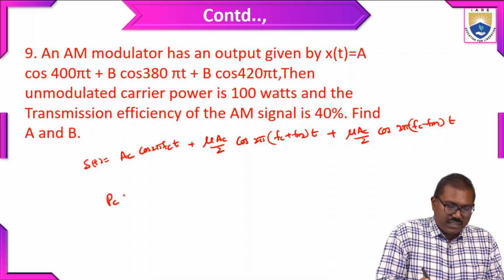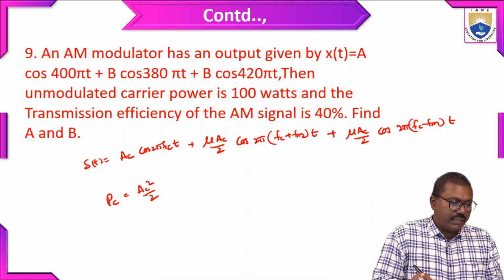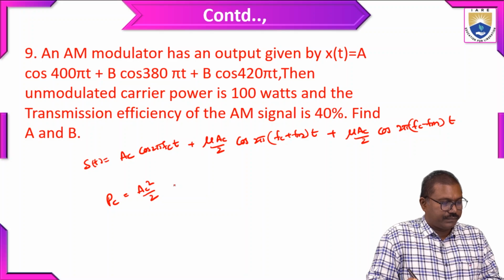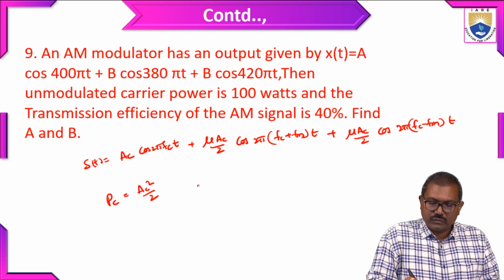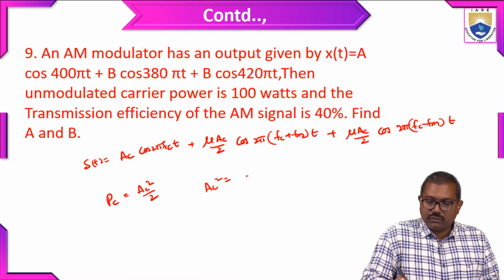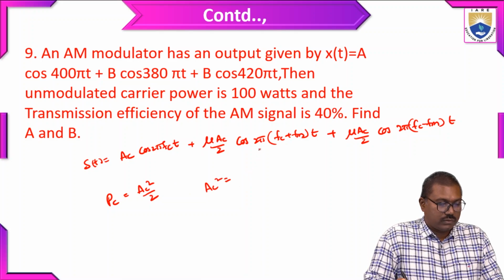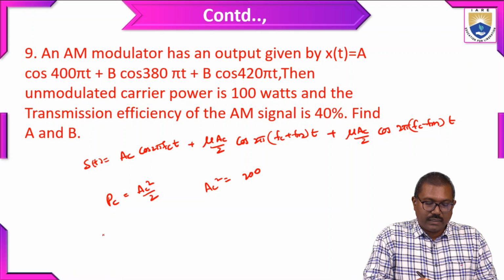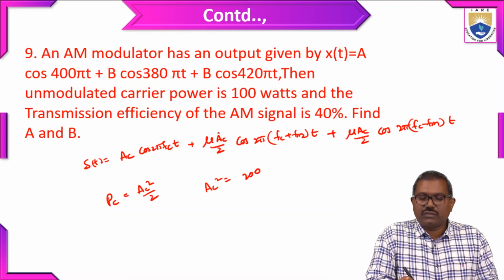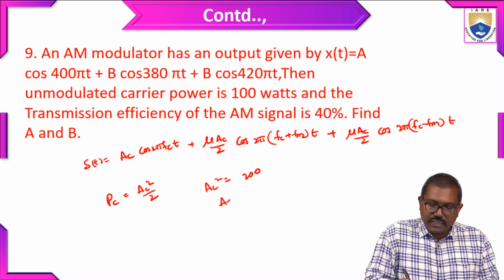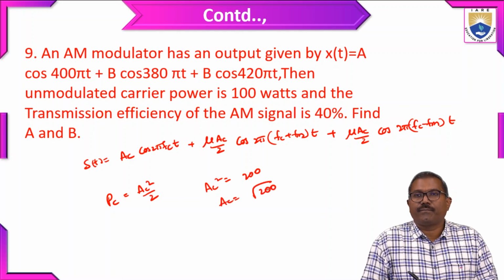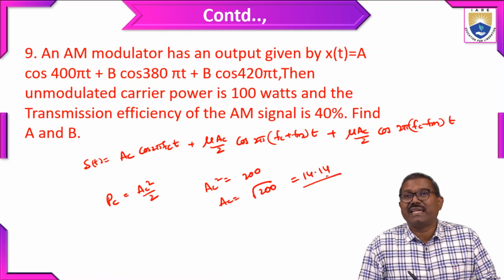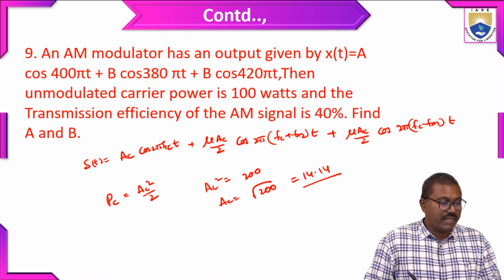So carrier power PC is equal to AC square by 2. So AC square is equal to 200. Why? Here PC is given as 100 watts. So 100 into 2, 200. So AC is equal to square root of 200. So you got 14.14. So this is the carrier amplitude. AC is 14.14 carrier amplitude.